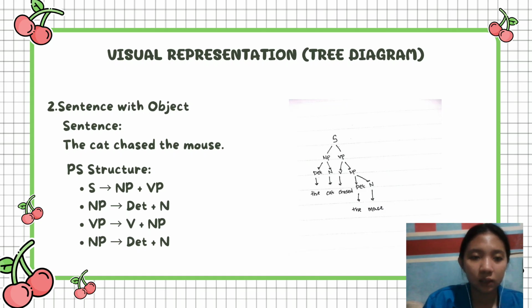Second, sentence with object. The sentence is, the cat chased the mouse. The structure is, in the sentence, there's a noun phrase plus verb phrase. In the noun phrase, there's a determiner as the, noun as cat. In the VP, there's a verb plus NP. The verb is chased. The NP has a determiner plus N. The determiner is the, and the noun is mouse.